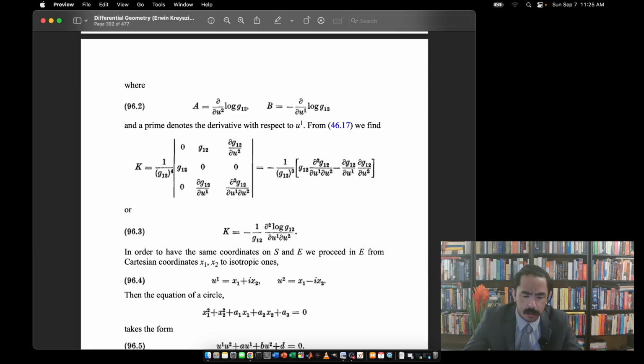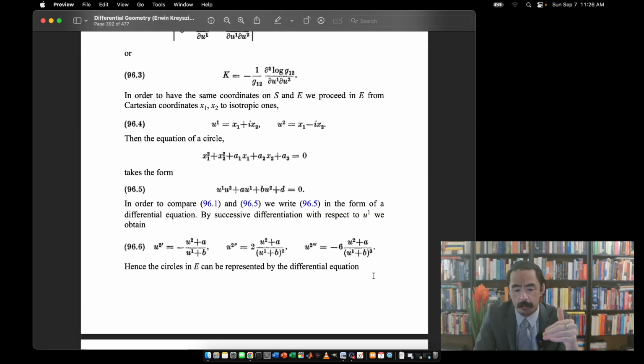So after you expand this out, it all resolves down to be equal to -1 over g sub 12 cubed, then times the quantity g sub 12 times partial squared g sub 12 partial u1 partial u2 minus partial g sub 12 partial u1 times partial g sub 12 partial u2, closed quantity. Or, in all, our Gaussian curvature capital K is equal to -1 over g sub 12 then times partial squared of the logarithm of g sub 12 partial u1 partial u2.